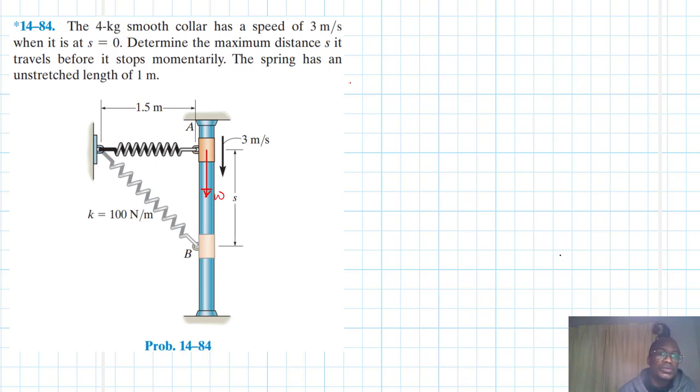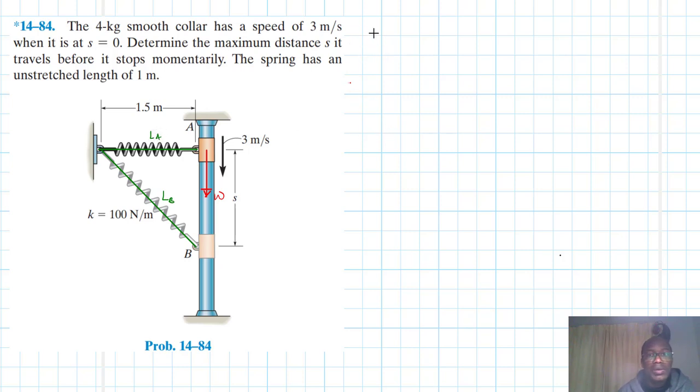We are going to use the principle of conservation of energy. So we have A, we have B. This collar is moving from A to B. So let's define the lengths of these springs. This is one spring at that point. This is another spring at that point. So let's call this LB. We call this LA.